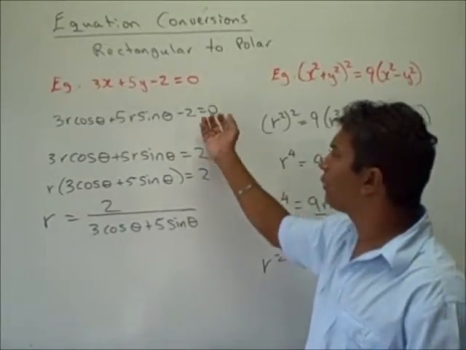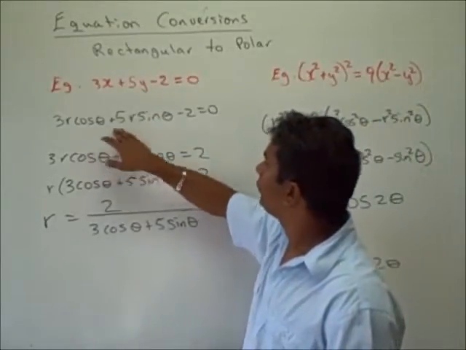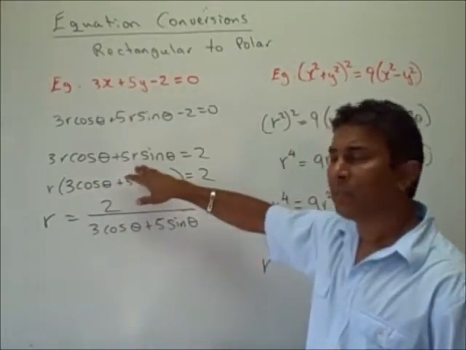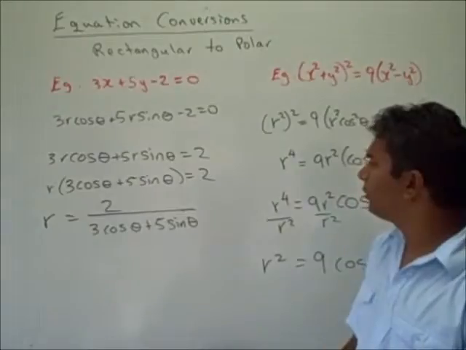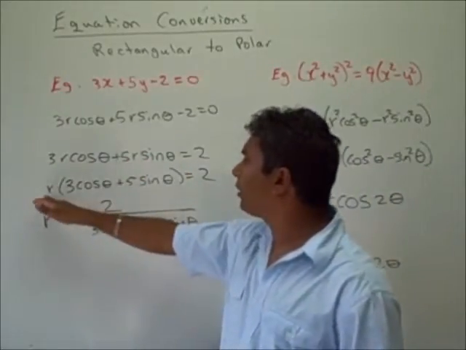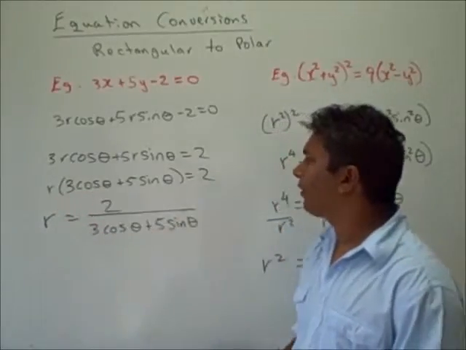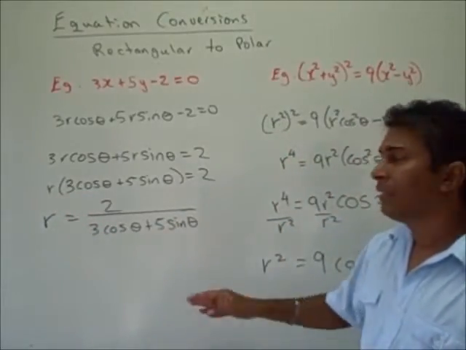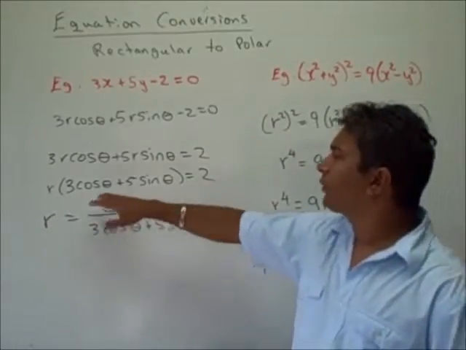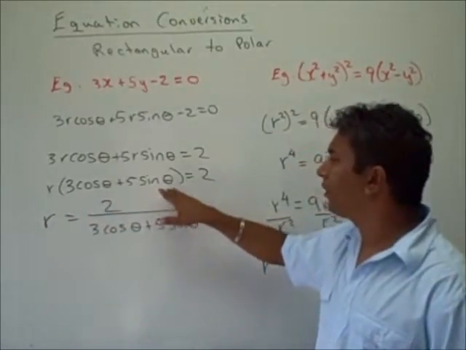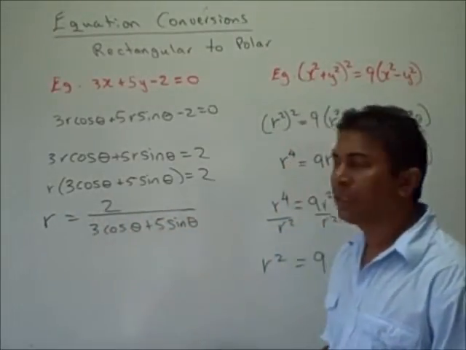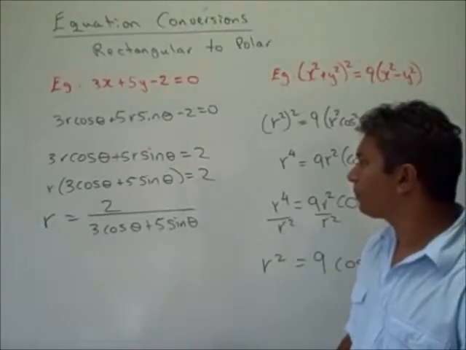Now here's just a matter of solving for r. If we add 2 to both sides, then we have 3r cosine theta plus 5r sine theta is equal to 2. Now we can factor r from both of these terms, which gives us r times 3 cosine theta plus 5 sine theta is equal to 2. And if we divide both sides by 3 cosine theta plus 5 sine theta, we get r by itself, which is 2 over 3 cosine theta plus 5 sine theta.